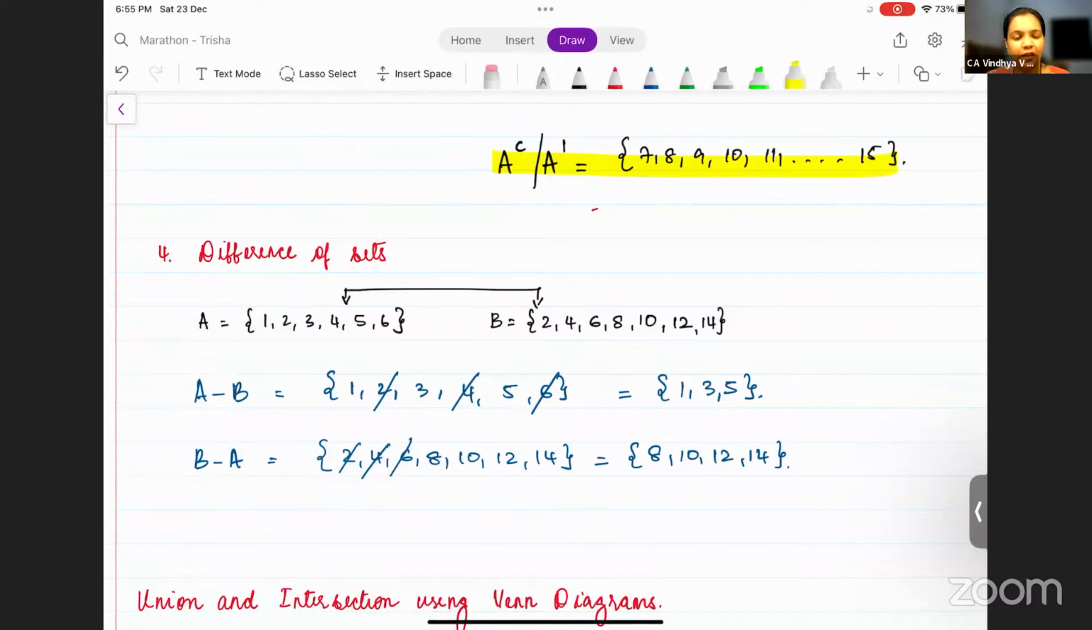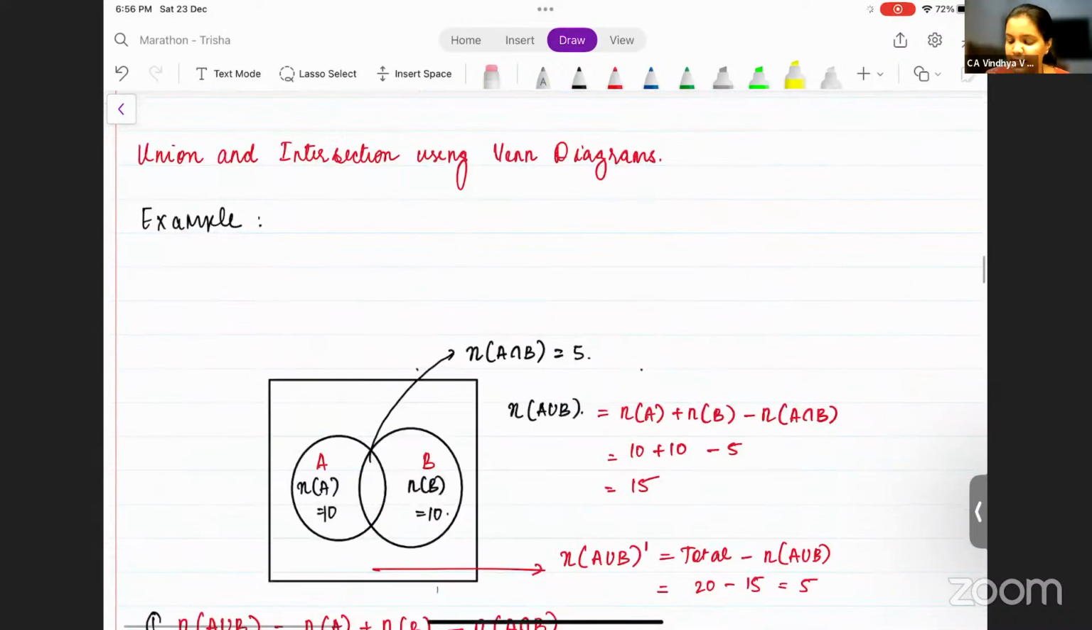Difference between sets. Set A and set B are given. If you have to find A minus B, consider set A. Whatever is repeated in set B, remove it. So see here, in B, 2 is there, 4 is there, and 6 is there, so they are eliminated. So set A minus B will be 1, 3, 5. Okay, B minus A, consider set B. Whatever is there in A, remove it. That is 2, 4, 6. So B minus A will be 8, 10, 12, and 14.